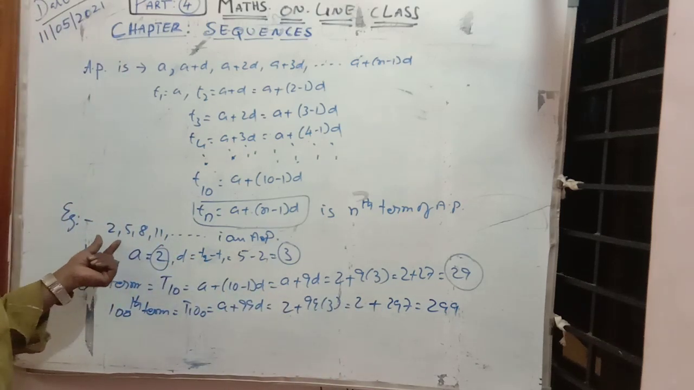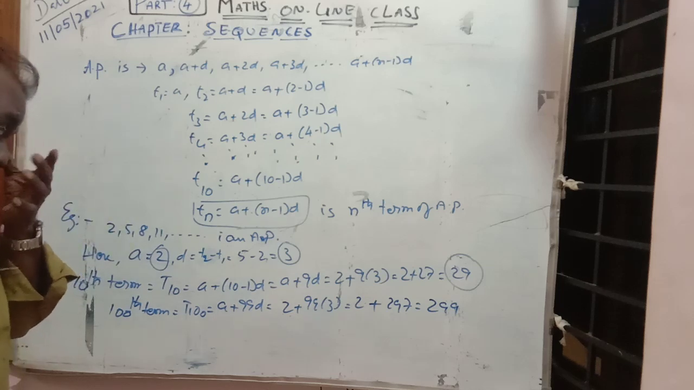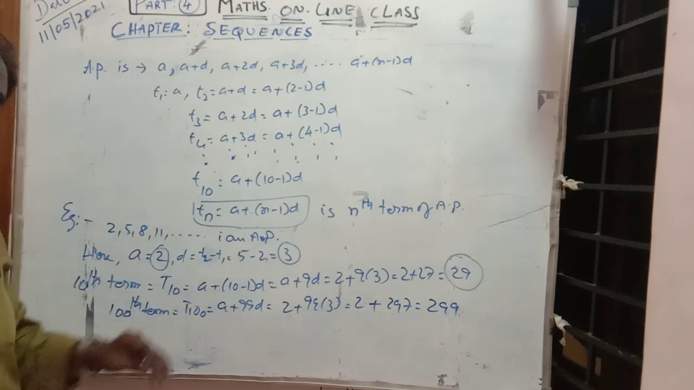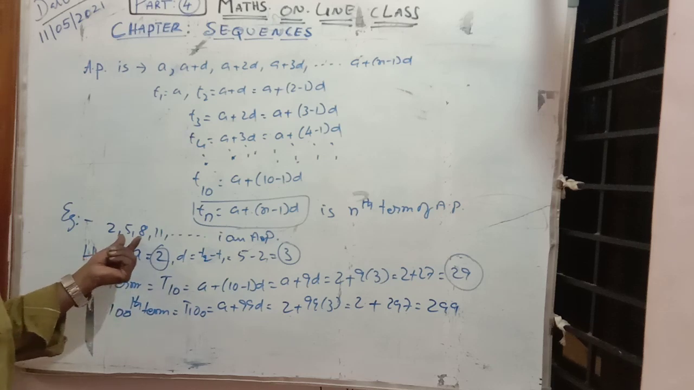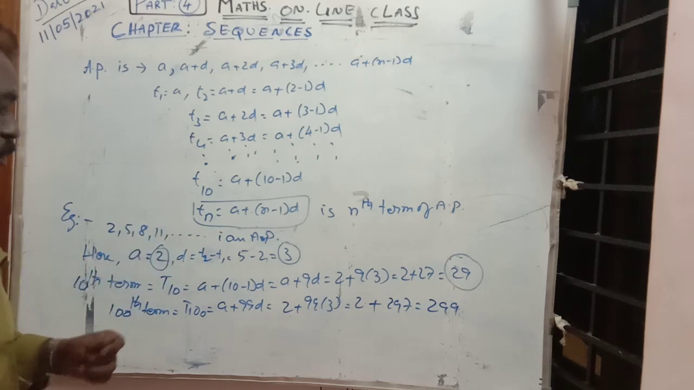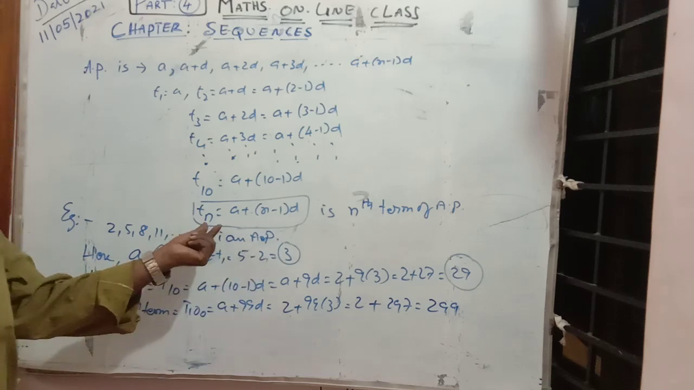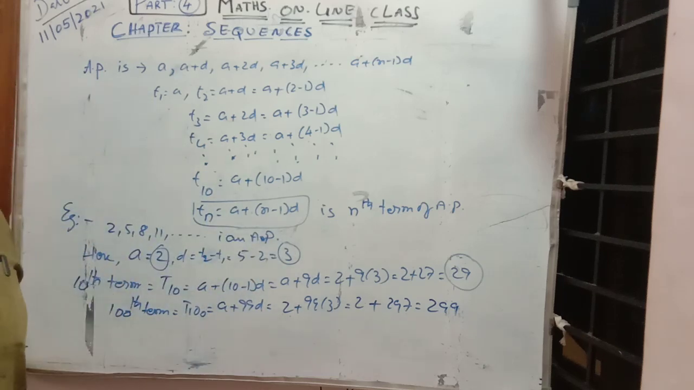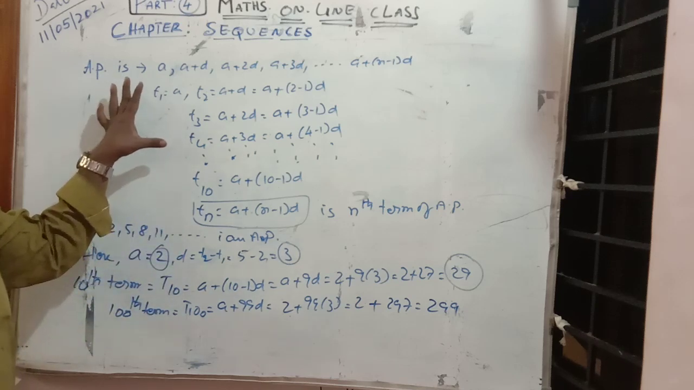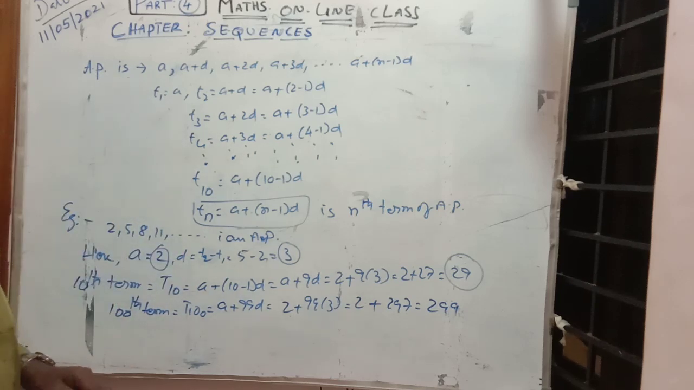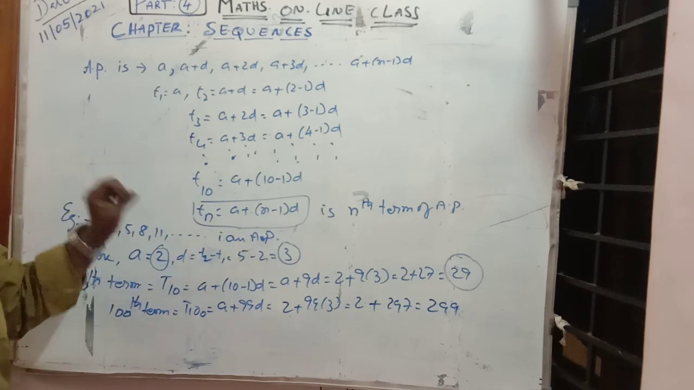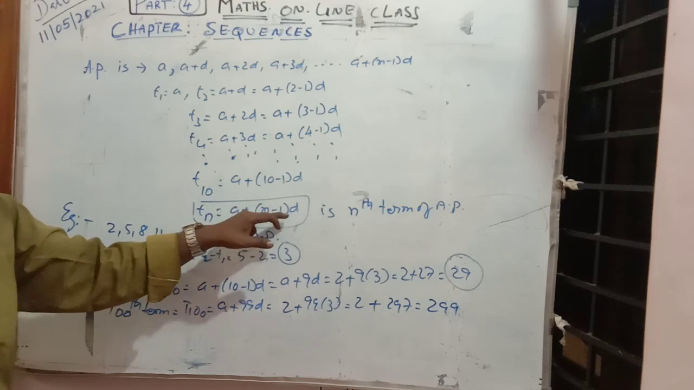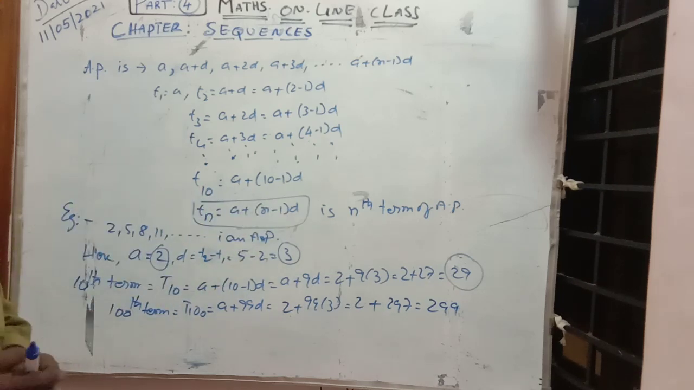So the 100th term, is it possible to find by writing 100 terms? If we are asked to find the 1000th term or any number, it's very difficult to write on the board and in your notes. So by using this formula, easily we can find it. So what is arithmetic progression? We know it well. And the general term of an AP, arithmetic progression, is Tn is equal to A plus n minus 1 into D.